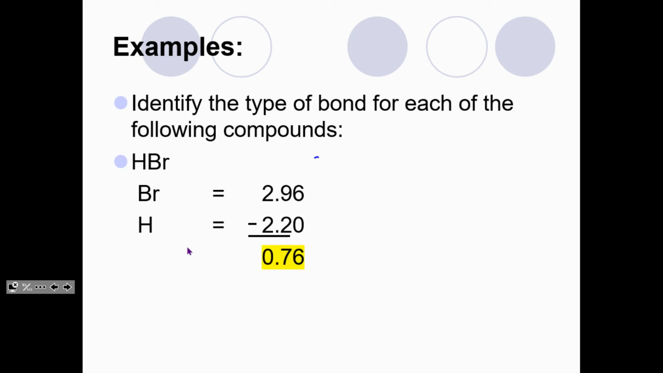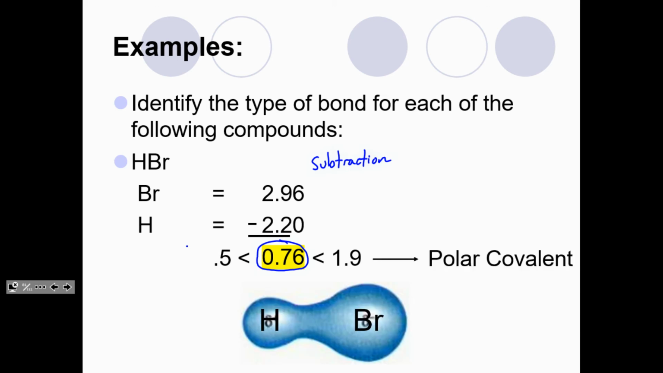So once again, this is a subtraction. Because of that subtraction, we're going to be able to use this value to determine bond polarity. Because 0.76 falls in the range of 0.5 to 1.9, it is a polar covalent bond. There is an unequal sharing of electrons, and we have a dipole moment, a partially positive side and a partially negative side.